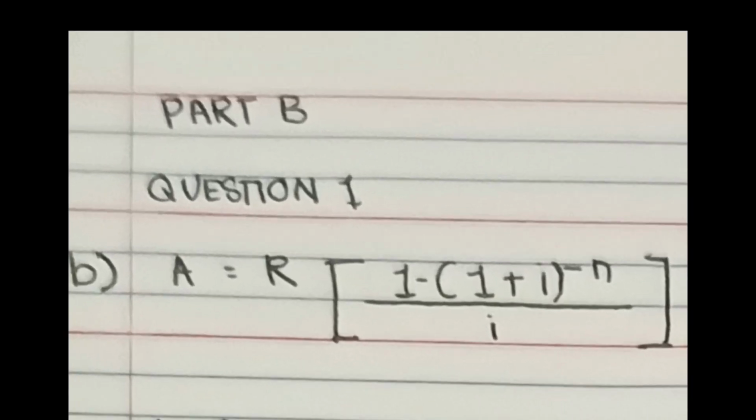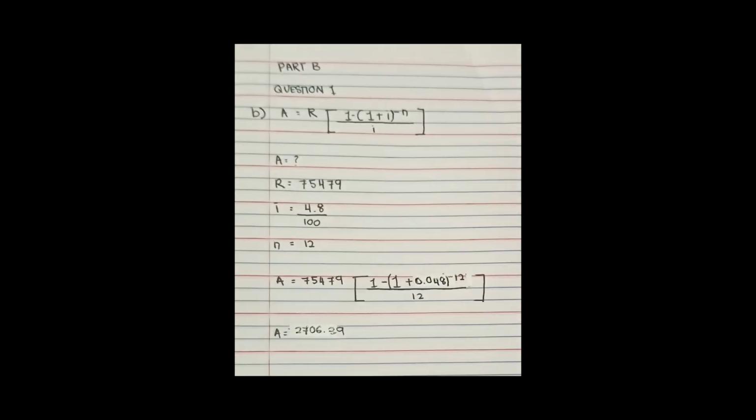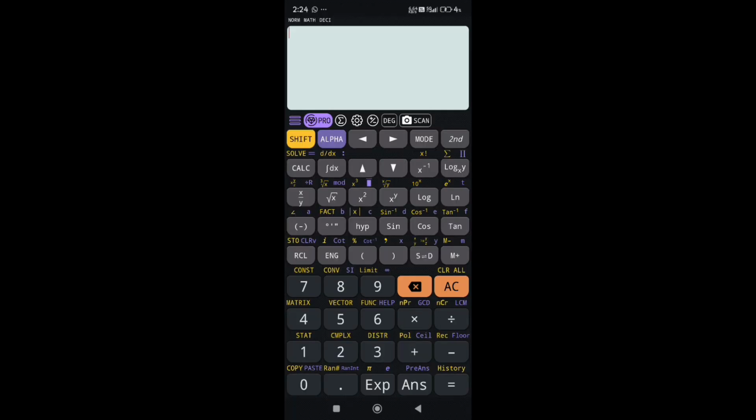So for question B, the formula that we use is A equals R, open bracket, 1 minus, open bracket, 1 plus i, close the bracket, to the negative power of n, and then per i, then we close the bracket. Not to forget, we must take out all the information. So here we got R. R is the principal from question A, and then we got i, the interest rate, also the same one, and n is 12, and that's all, and we need to find A.